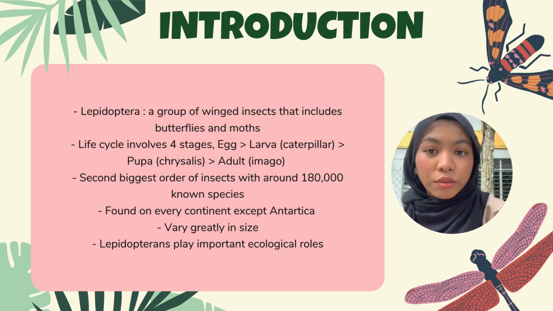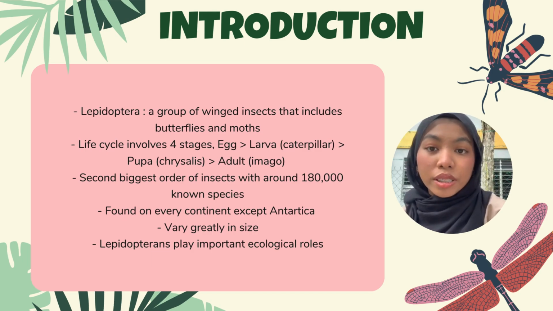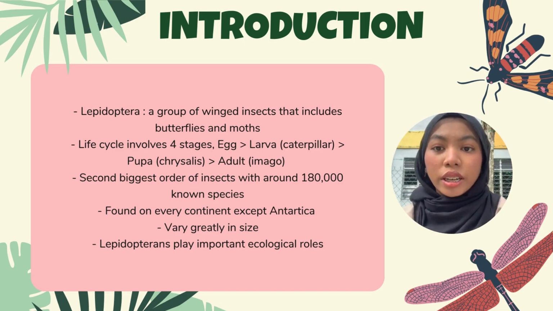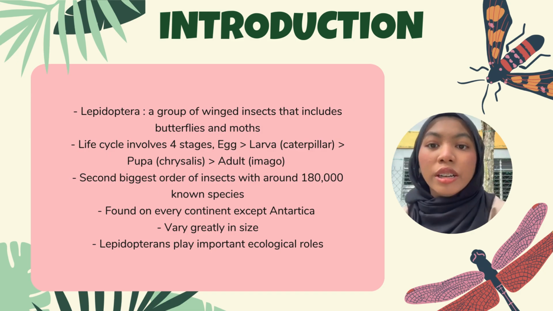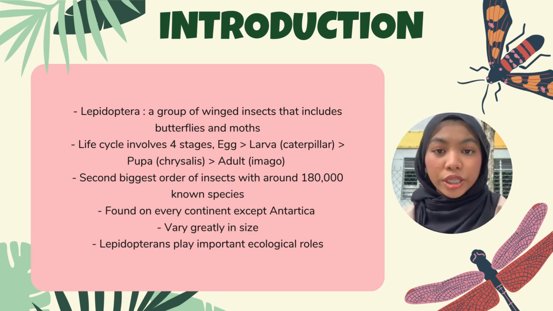They are found on every continent except Antarctica and vary greatly in size. Lepidopterans are more abundant and diverse in the tropics, but some species may live at the edge of Arctic vegetation. They also play an important ecological role by converting enormous volumes of plant matter into animal matter and providing food for a variety of other species. Other than that, they are useful in biological research, adding to our understanding of themes like ecology, genetics, and evolution.